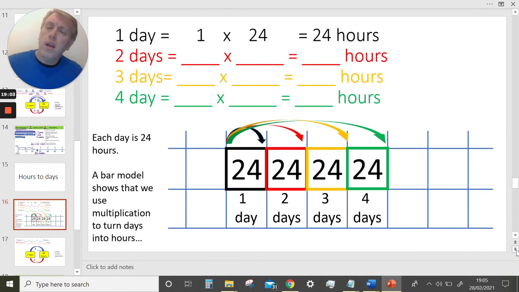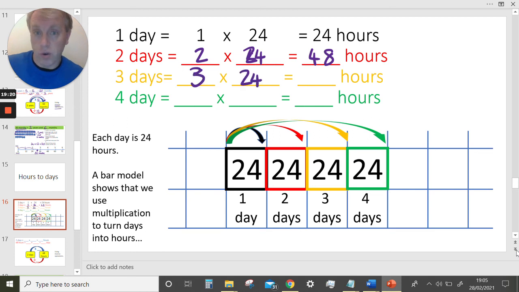Well, remember now, 1 day is 24 hours. 2 days is 2 times 24 hours, which is 48 hours. 3 days is 3 times 24 hours, which is 72 hours. 4 days is 4 times 24 hours, 96 hours.